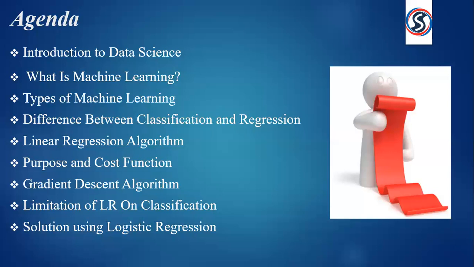So the second topic we are going to discuss is what is machine learning, and what are the types of machine learning. Then, what is the difference between classification and regression? As our topic shows, the limitations of using linear regression in the classification problem, it is most important to know the difference between a classification problem and a regression problem. After that, we are going to discuss the linear regression algorithm.